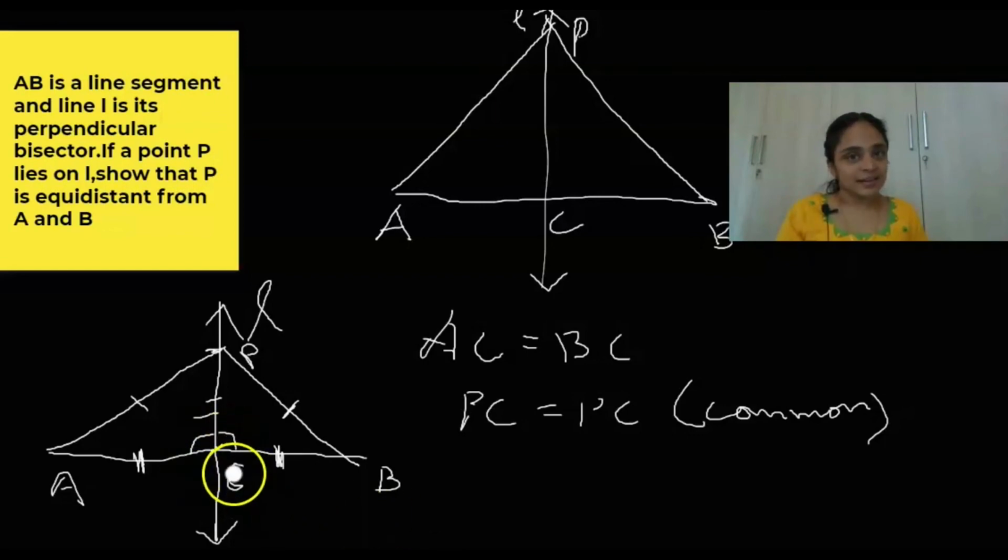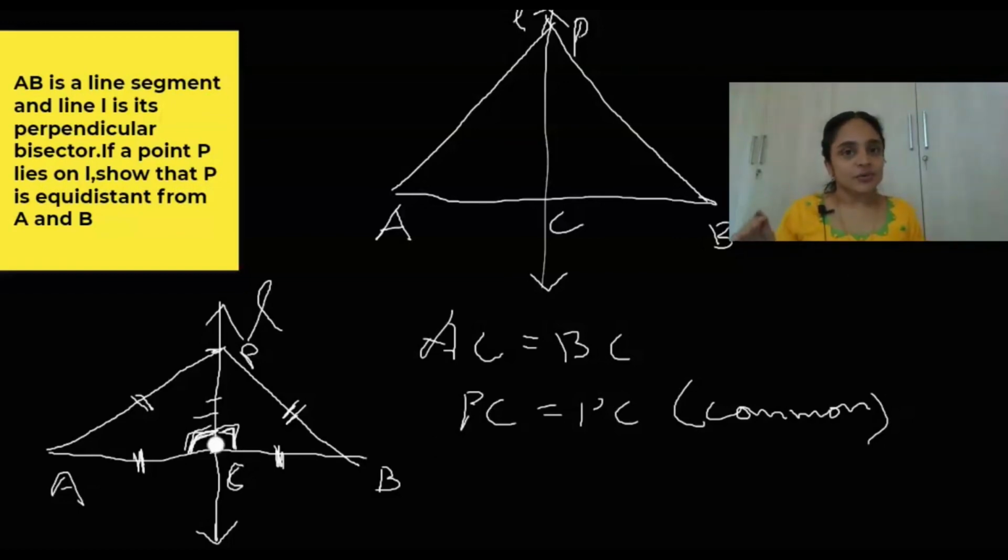Is this angle equal? Yes, because angle ACP is equal to angle BCP, because this is a perpendicular bisector and the angle made by a perpendicular bisector with the line segment will be 90 degrees. So this angle is 90 degrees and this angle is also 90 degrees. So this satisfies the SAS congruence rule, which means all the corresponding sides of these triangles are equal, which means AP is also equal to BP.